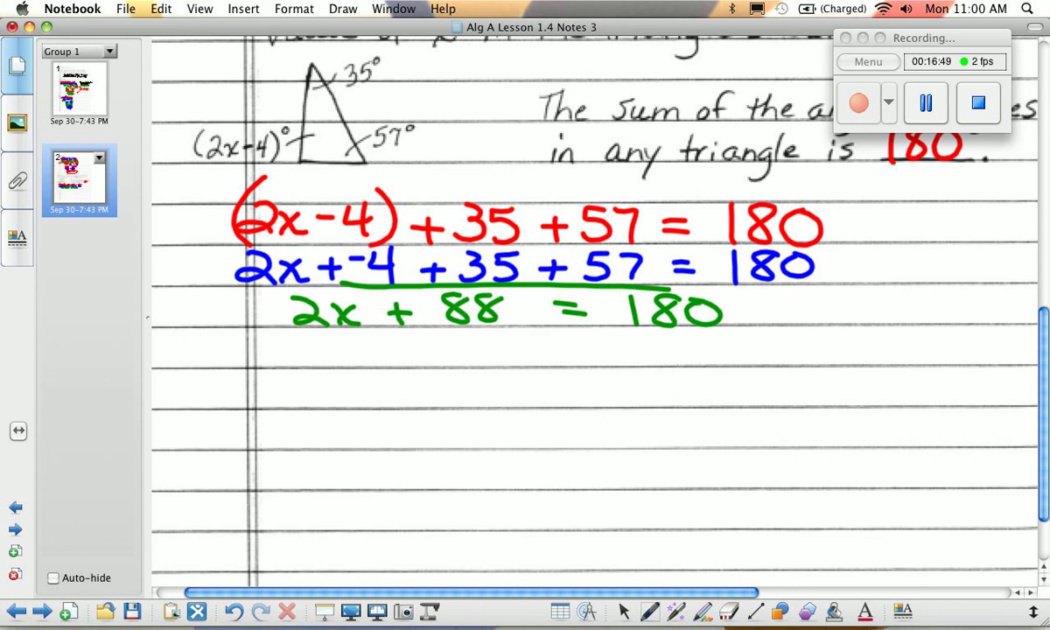We are ready to solve. What are we going to do to both sides first? Subtract 88. Subtract 88. 2x is left over here. And what do we have on the other side? We have 180 and take 88 away. 92. 92. And now we're going to get it so it's 1x by dividing by 2.